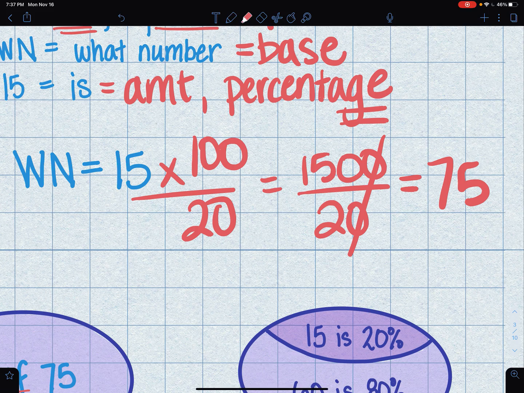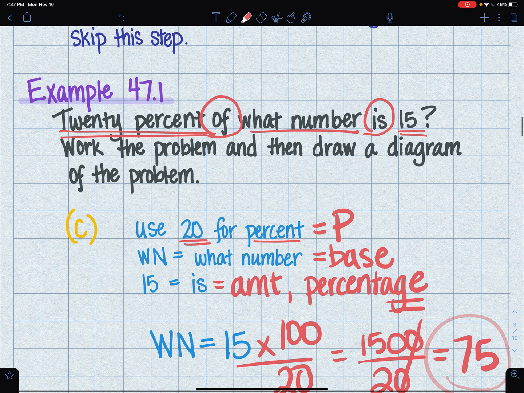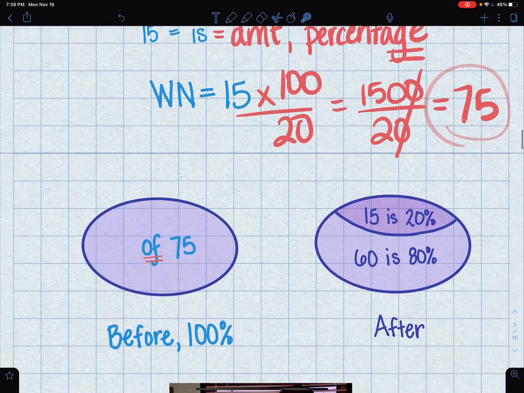Then I go back. Does this make sense with the problem? I'm going to read the problem again. 20% of what number? So 20% of 75 is 15. Does that make sense? Yeah, I think it does, because if you start out with $75 and you had to pay someone 20% of it, it seems reasonable that you might need to pay them $15. So I would do that just to sort of check yourself and make sure.